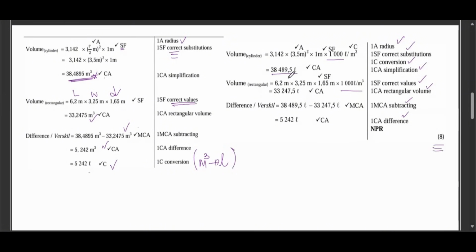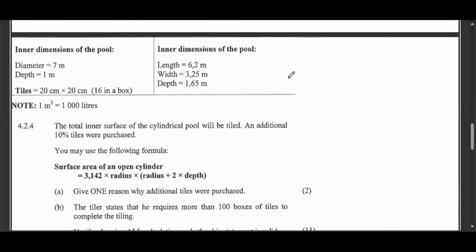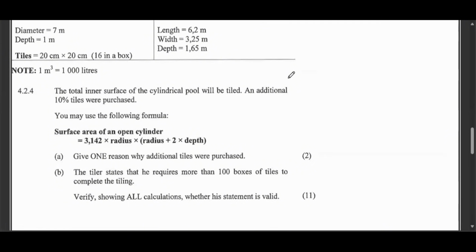Let's look at another question, which is question number 4.2. It's worth 11 marks. Actually, it's worth 13 marks. Okay, here we go. The total inner surface of the cylindrical pool will be tiled. Okay, it will be tiled. What does it mean? It's going to be covered in tiles. They're going to use tiles to cover the inner surface of the swimming pool. Which one? The cylindrical one. Then after that, they're saying an addition of 10% tiles were purchased. Meaning, on what they need to use, they will add 10% more.